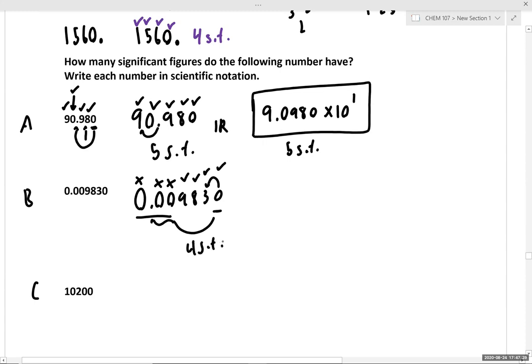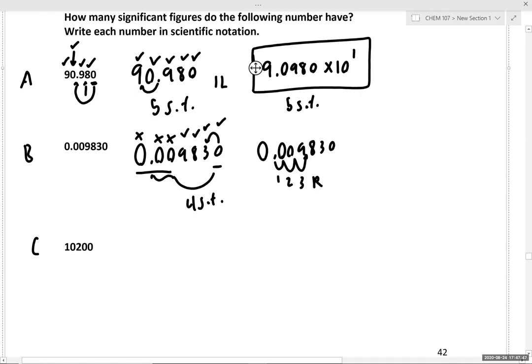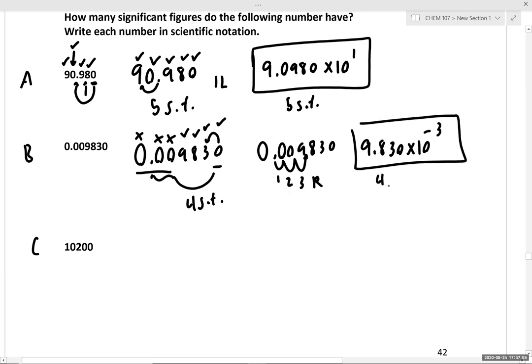And to make this really easy to see, let's write this number in scientific notation. So we move our decimal point 1, 2, 3 spaces to the right. Sorry, for the first number, it's 1 to the left. Sorry about that. So for this number, we're moving our decimal point 3 spaces to the right. That gives us 9.830 times 10 to the negative third. And as we can clearly see in this case, we have 4 significant figures.